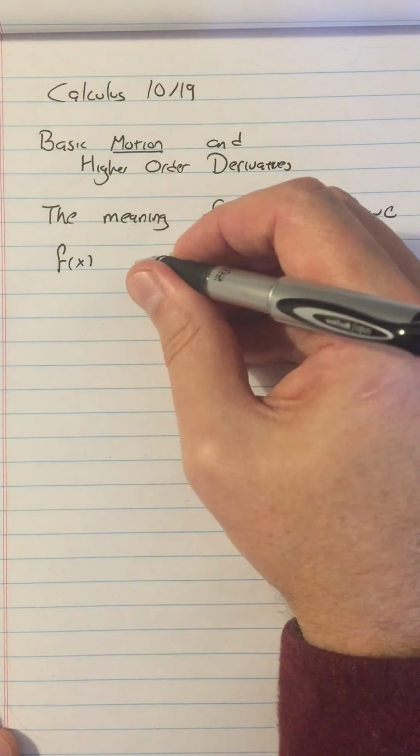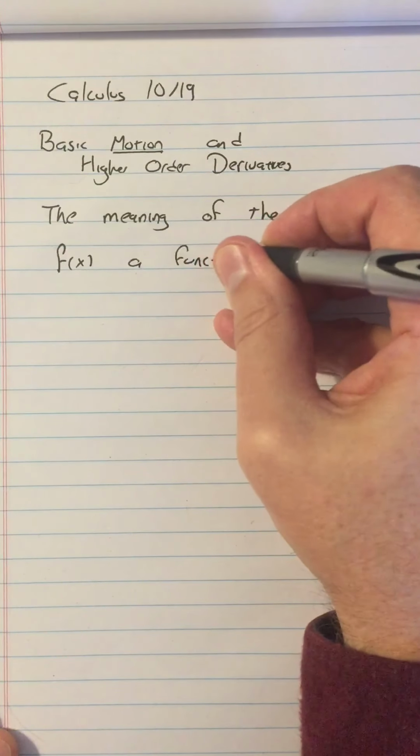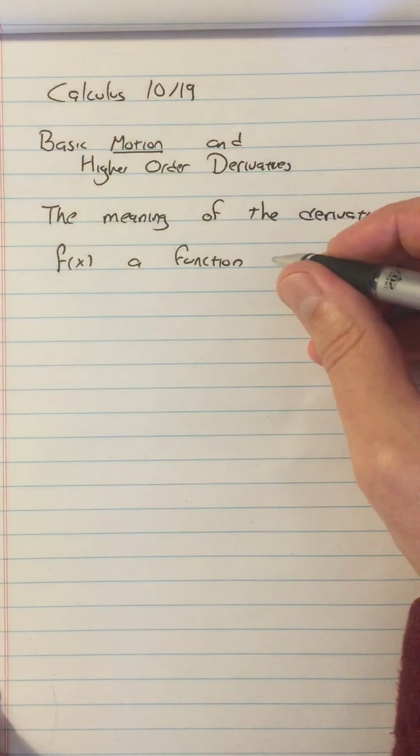So f of x is a function. Now, we have this mathematical definition: a function is a set of ordered pairs such that for every x, there's a unique y. But in terms of things you actually do with a function, it describes something.